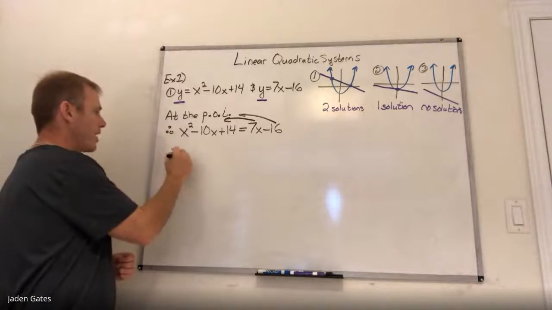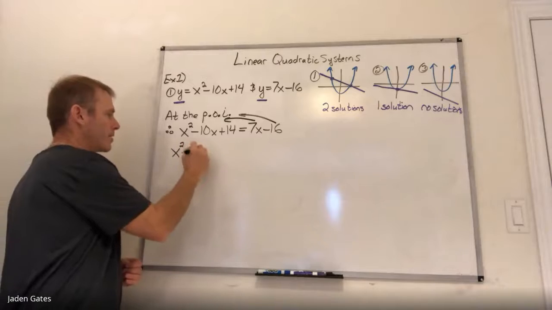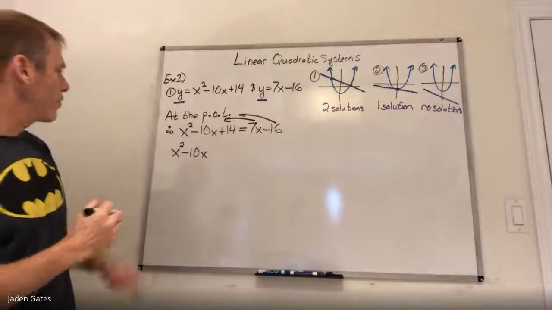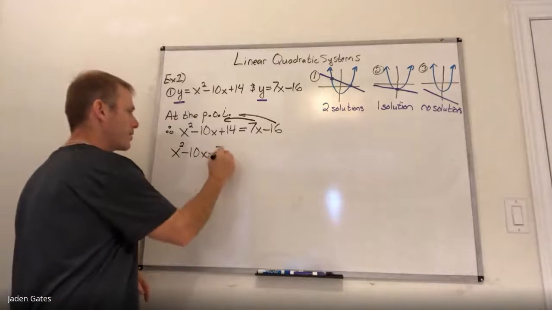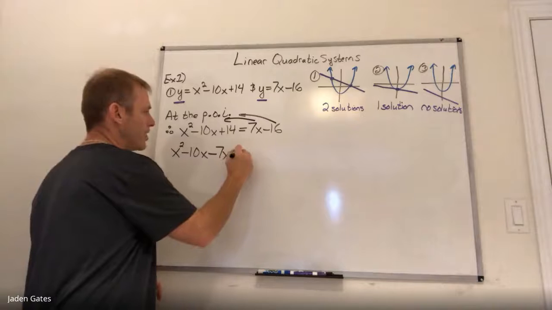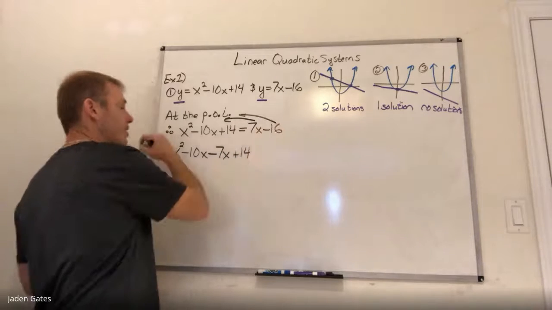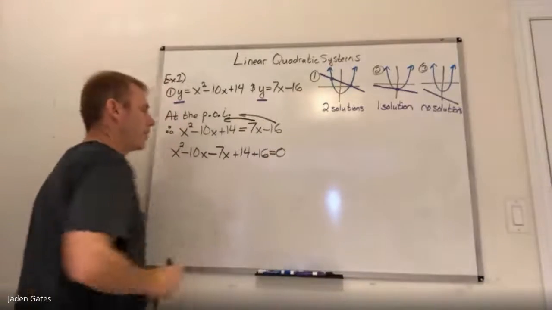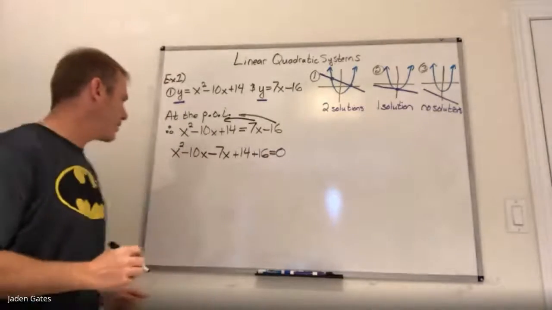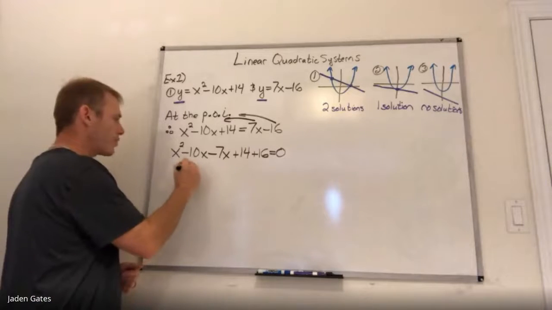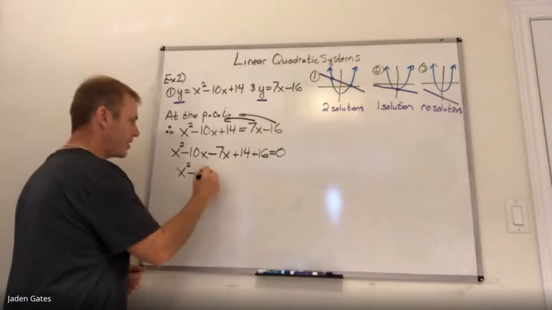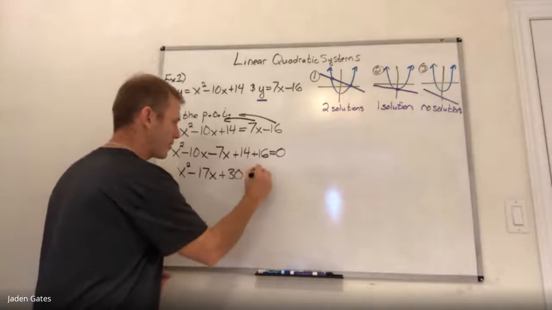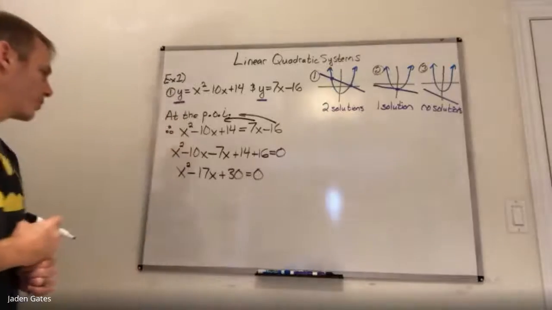And so I've got an x squared minus 10x. Now I want to write it in order, right? So now I'm bringing the 7x over. It's going to be a minus 7x. All right, I have my plus 14. Then I move my negative 16 over, so it's going to be a positive 16. All right, so again, I need to collect like terms here. And so I have x squared minus 17x. Put those 2 together, I have a positive 30, sorry, equals 0.